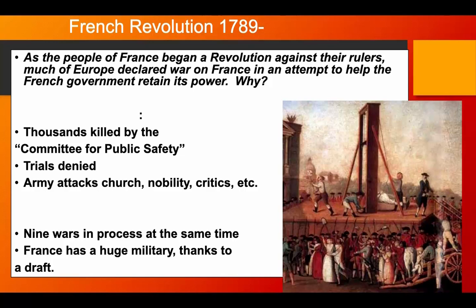So this is a pretty brutal revolution, and it's not in any way similar to the American War of Independence. When we go here towards the bottom of the slide, you'll notice that I put here that 9 wars were in progress at the same time as the French Revolution. Now, what that means, you guys, is that the French Revolution is occurring where you have common classes fighting against the nobility, and then you have foreign nations sending armies into France specifically to stop the revolution.